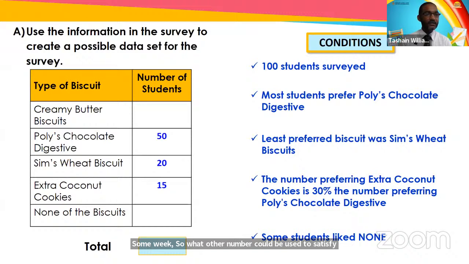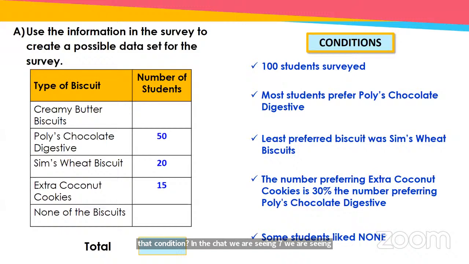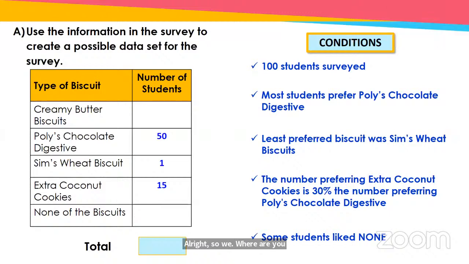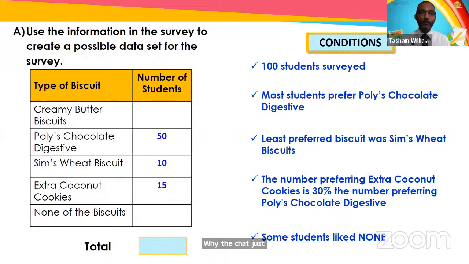In the chat, we are seeing 7, 9, 10. All right, 10. So we are going to assign the chat a number. We are going to assign a number now. Based on the data on the table, is Sims wheat biscuit the least preferred biscuit now? Is it? Simply yes or no. All right. So far it is the least.